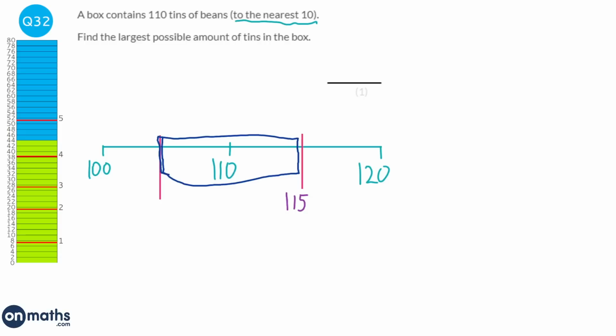This part here includes this line actually. So all the numbers that would have rounded to 110 would have been 105, 106, 107, 108, 109, 110, 111, 112, 113, 114, which would be here. But if it was 115, it would have rounded to 120. So 114 is the biggest number it could have been before rounding to 120. And we know it didn't round to 120 because in the question it says it's 110 to the nearest 10. So our answer is 114.